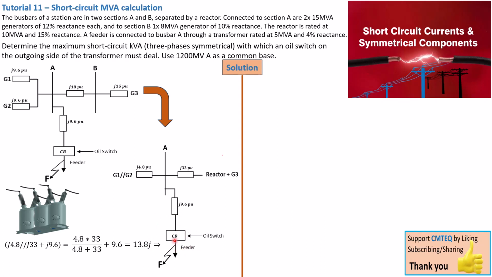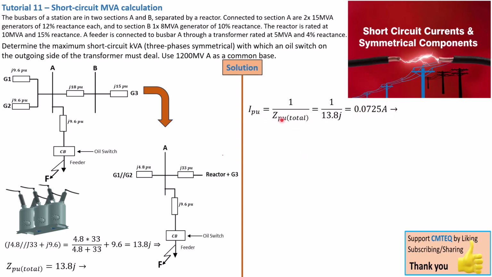Now we know that in order to get a short circuit current, you have to get the per unit current so that you can multiply it with the base current, as we've seen in the previous tutorial. So now that we've got the total per unit impedance, we can go ahead and find our per unit current here, right? To get the per unit current, we use the formula I per unit is equal to 1 volt per unit over Z per unit total. We have Z per unit total, which is 13.8 j. That gives us a per unit current of 0.0725 amp.